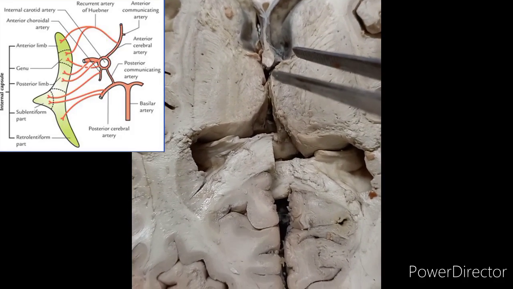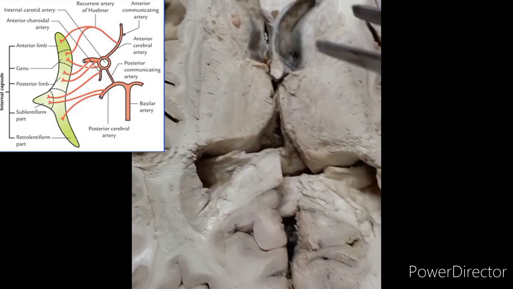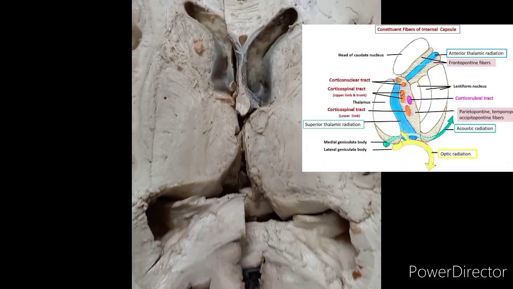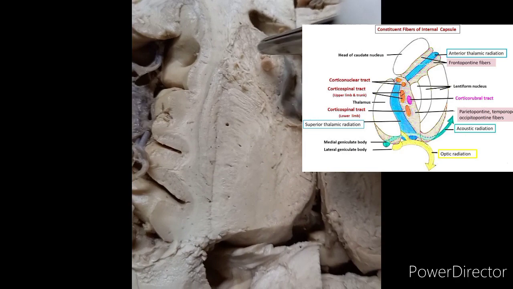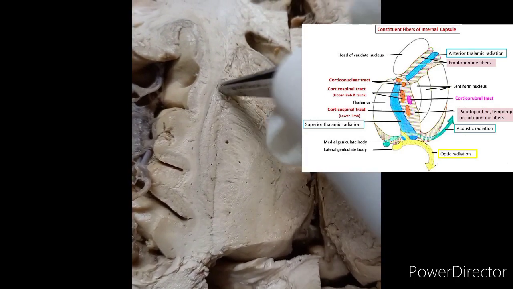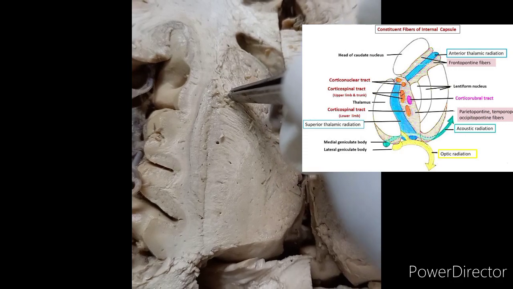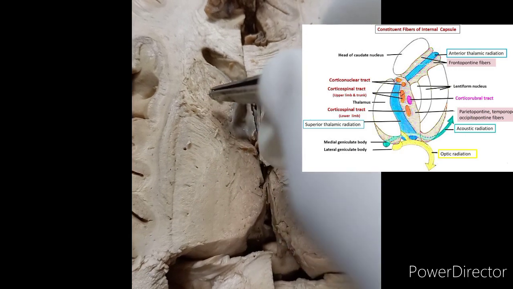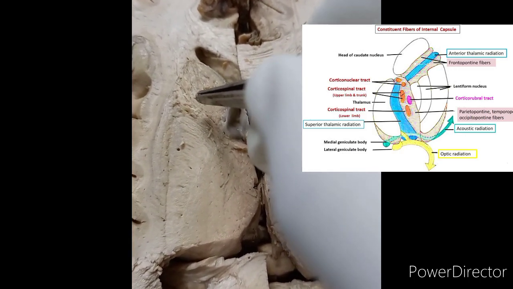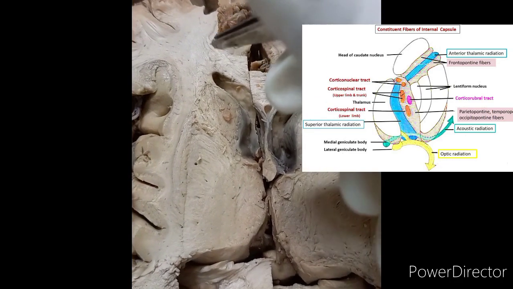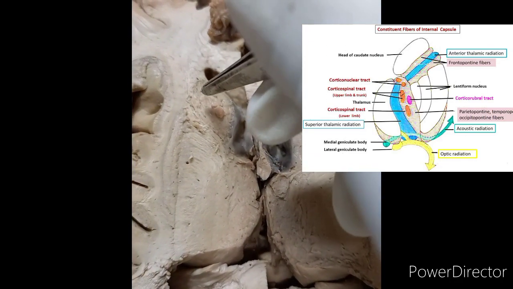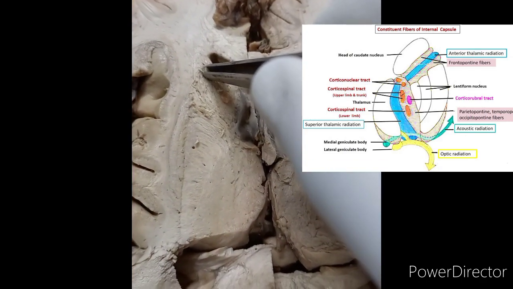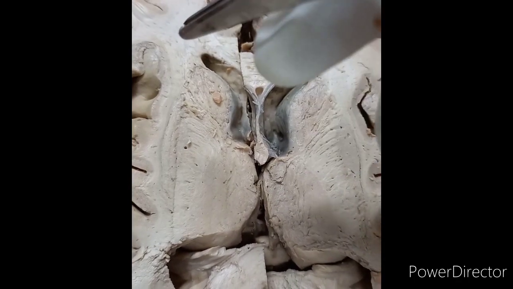Now, let us discuss the arrangement of different fibers. The anterior limb intervenes between the head of the caudate nucleus and the lentiform nucleus. You can see here, this one is the head of the caudate nucleus and this one is the lentiform nucleus. Through it traverse frontopontine fibers, that means cortical fibers coming from the frontal lobe and going towards the pontine nuclei.